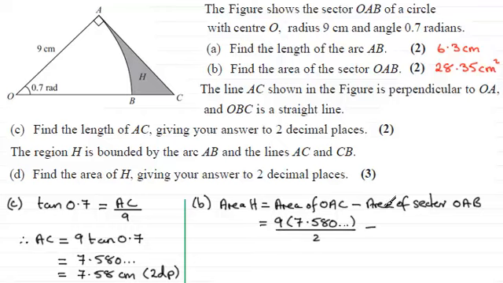And then we subtract the area of the sector OAB, which we found up here as being 28.35. Now if you work this out on your calculator, you should find that you end up with 5.762 and so on. And rounding this to 2 decimal places gives us 5.76. And don't forget the units, as it's an area, so it's going to be centimeters squared, and we'll just put here 2 decimal places, 2 dp for short. All right.